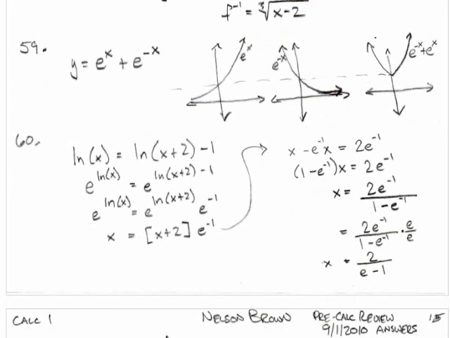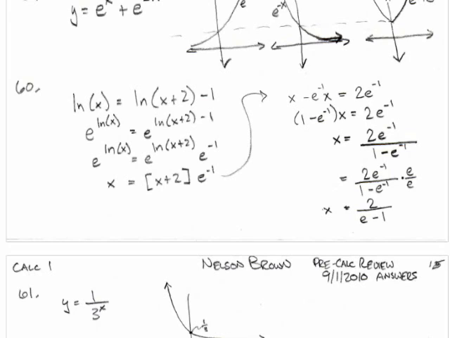Next problem, number 60. Okay, we have solve the equation natural log of x equals natural log of x plus 2 minus 1. All right. So one thing that we can do is, if we have two natural logs and we want to figure out what's inside of them, we can raise it to the base of the natural log. So you have to know from pre-calc that e to a natural log of x is just equal to x, or whatever is inside the natural log.